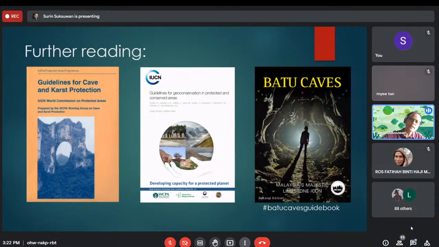And more locally, we have the Batu Caves Guidebook. It's a very good book. I like to shamelessly promote this book because I think it's probably the best introduction to cave and karst in Malaysia right now. You can get it from MCKC. The hashtag's there, or you can contact the organizers of this talk in order to get a copy of it. It's for sale, but at a very reasonable price.